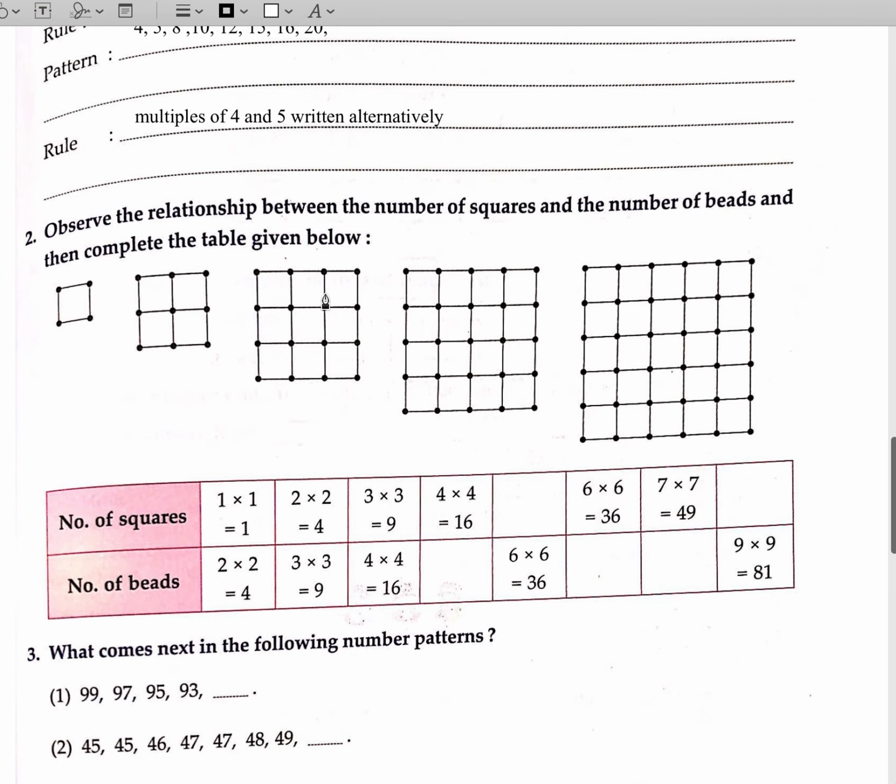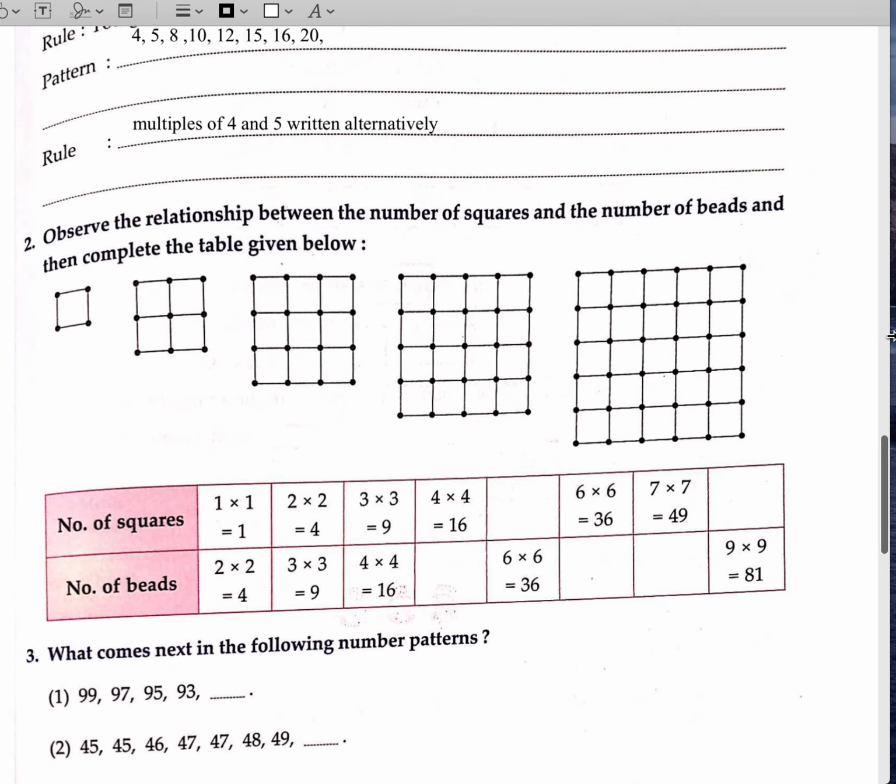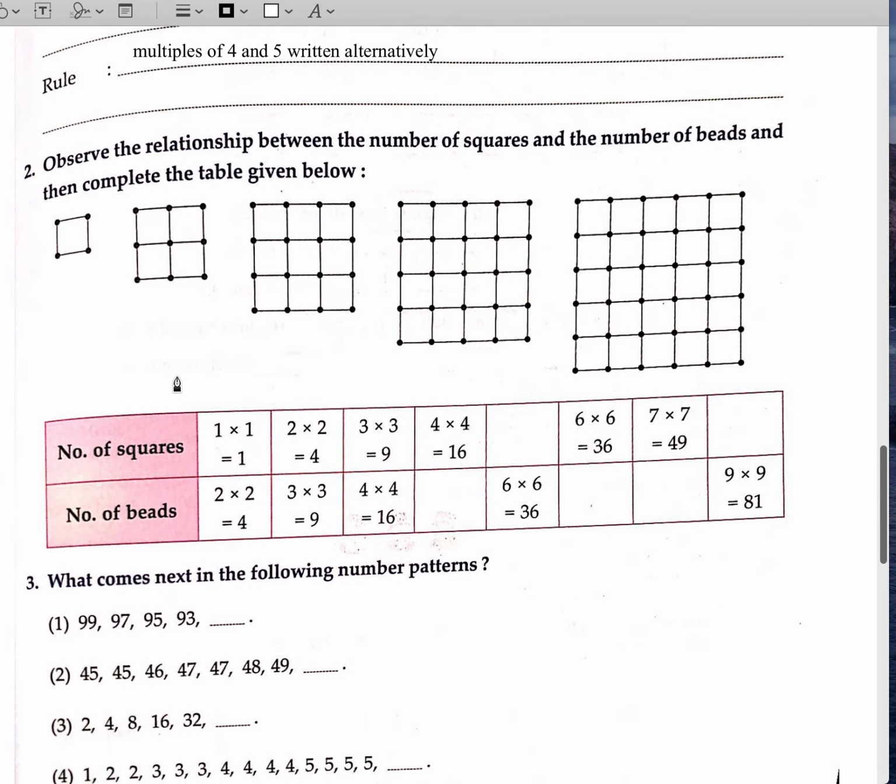Next, let's observe the relationship between the number of squares and the number of beads and complete the table below. So first there is 1 square and 4 beads, 4 squares and 9 beads, 9 squares and 16 beads, and so on. So here what they have done is, first there's 1 into 1, then 2 into 2, then 3 into 3, but the beads start from 2 into 2, 3 into 3, 4 into 4. So here it will be 5 into 5, which is equal to 25.